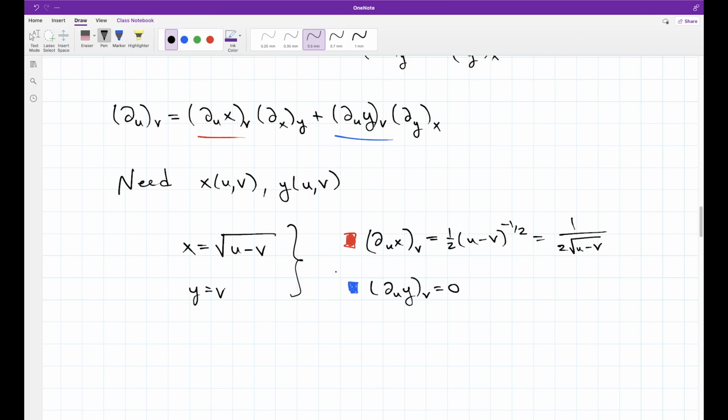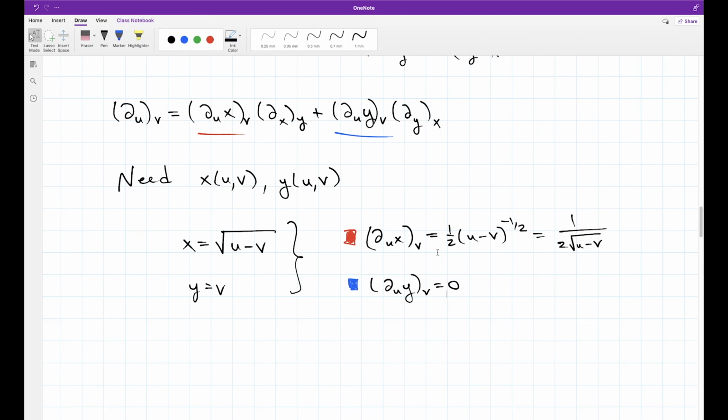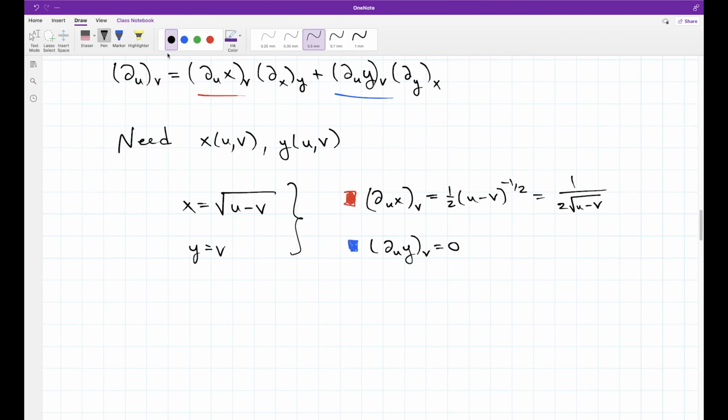And in particular, when we want to find partial v fixing u, we're going to actually need the other two derivatives. So let's go ahead and figure those out too. So we have partial v of x fixing u. It's actually just going to be the negative of what we found before because we have this negative sign here. So it's minus 1/(2 square root of u minus v). And yeah, no, we're good. And then partial v of y when fixing u is just going to be 1, since y is equal to v.